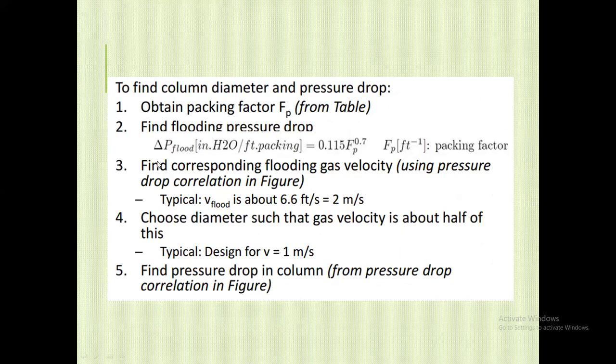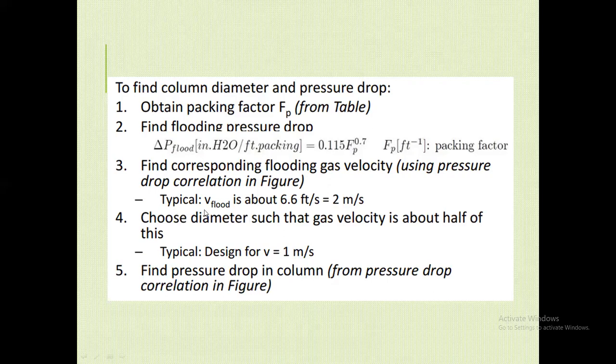You need to determine the change in the pressure drop, specifically when your column is flooded. Please take note of the units for the pressure drop. It's in inches of water per foot of packing material, and this is our formula. So from the value that you have in step one, just substitute it in this formula. The third thing that you need to do is find the corresponding flooding gas velocity. So this is what I mentioned: you determine the velocity at which your column will be flooded. Find the corresponding flooding gas velocity using the pressure drop correlation in the figure, meaning you're going to use the computed delta P that you have here.